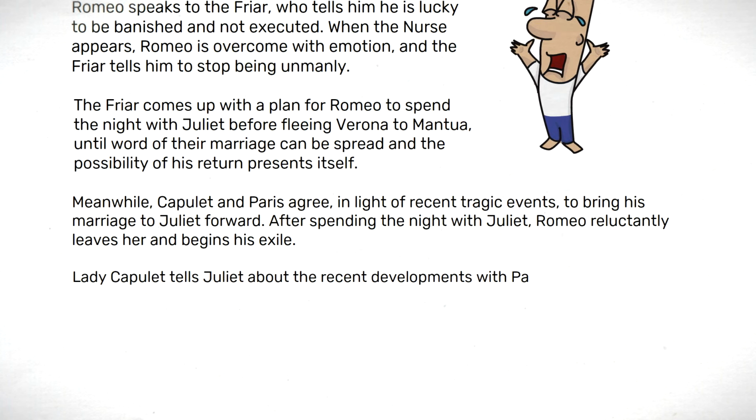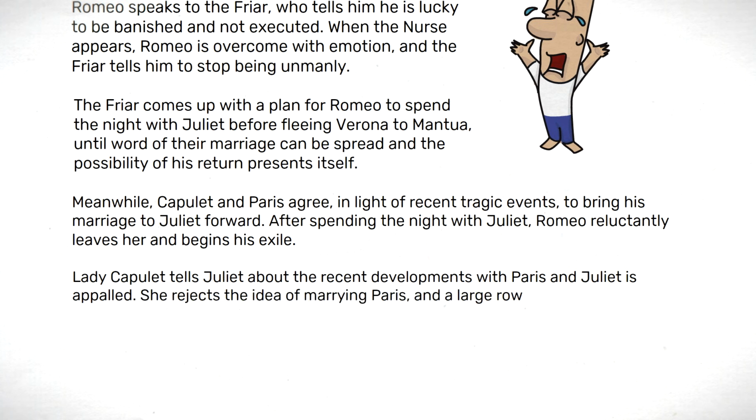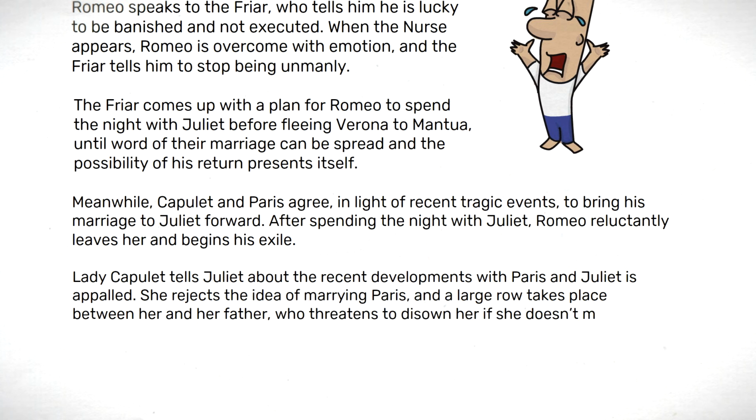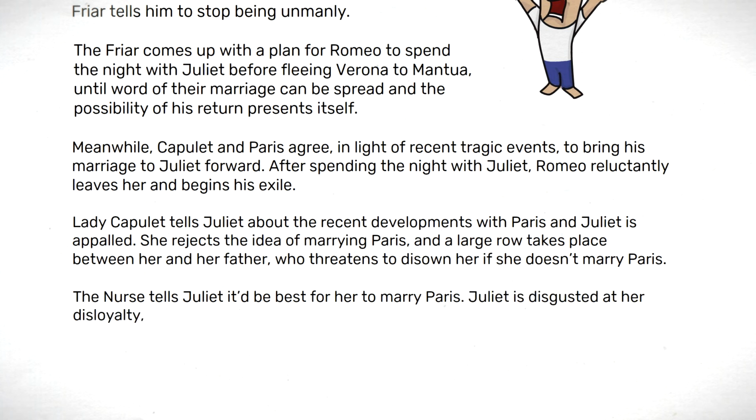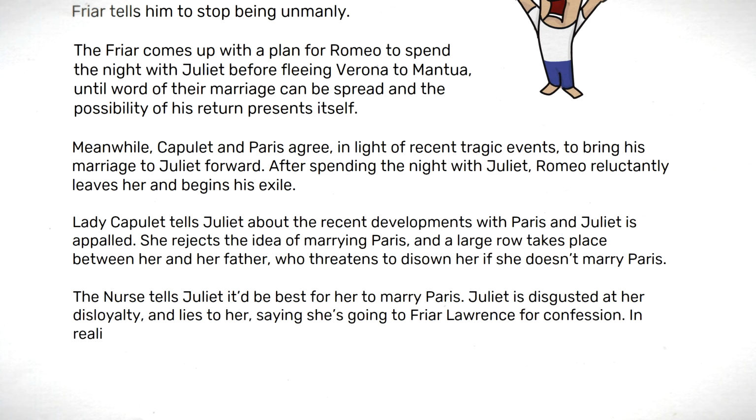Lady Capulet tells Juliet about the recent developments with Paris, and Juliet is appalled. She rejects the idea of marrying Paris, and a large row takes place between her and her father, who threatens to disown her if she doesn't marry Paris. The nurse tells Juliet it'd be best for her to marry Paris. Juliet is disgusted at her disloyalty and lies to her, saying she's going to Friar Lawrence for confession.